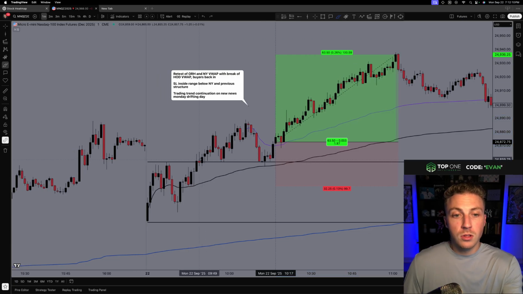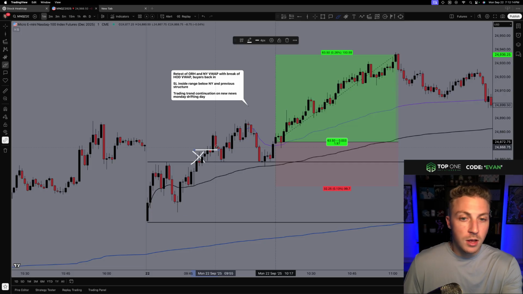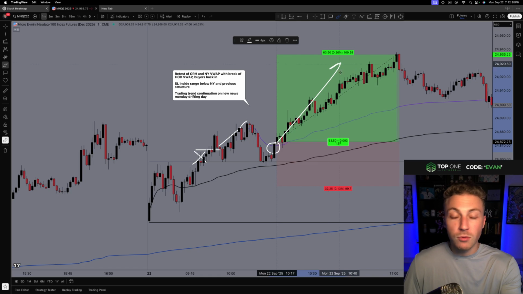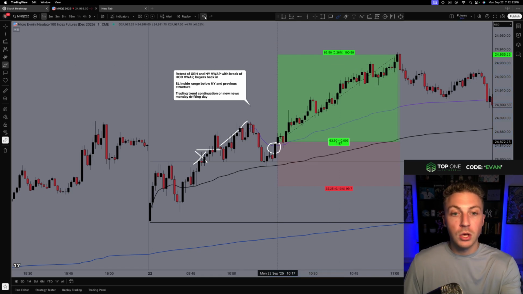But the bias was super clear, right? We get that first break of open range high. Could I have just jumped in along there? Sure. I get maybe 5 points, 6 points before it pulls back and gives me that same price opportunity, but now I don't suffer any drawdown or any pullback because I'm trading it after the pullback just came in.